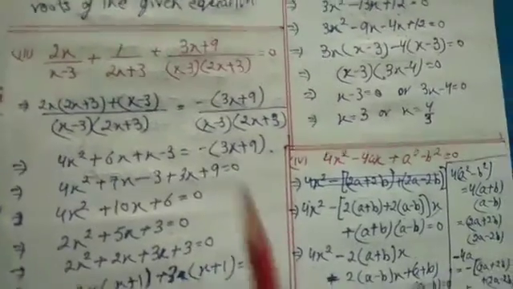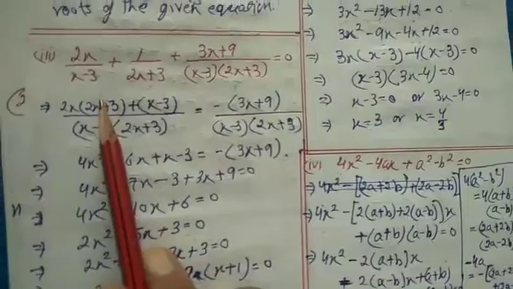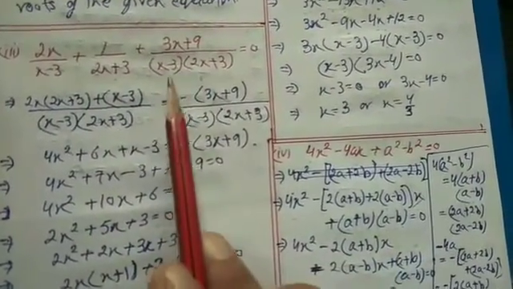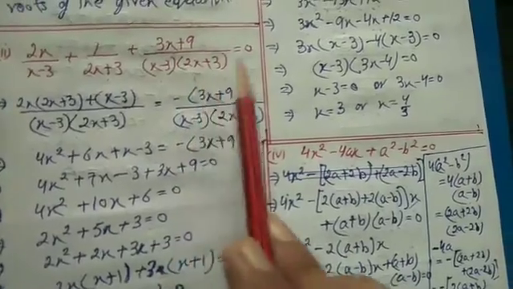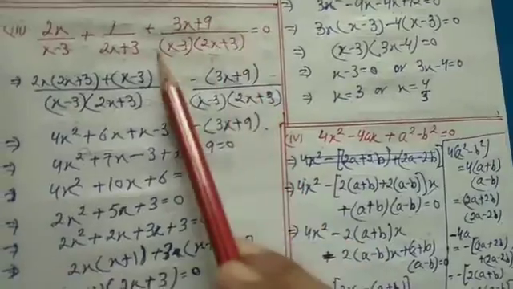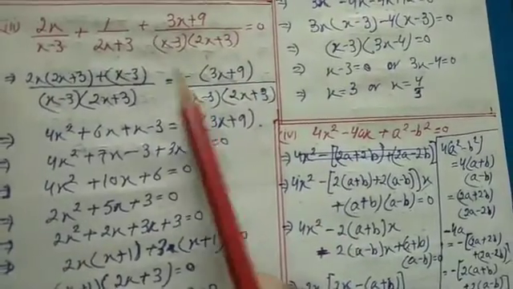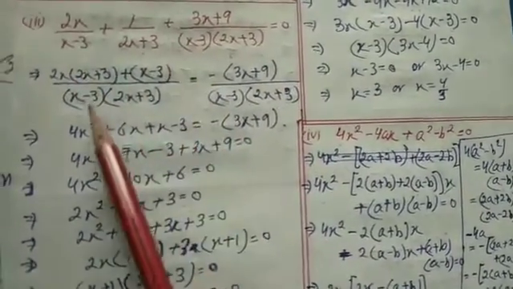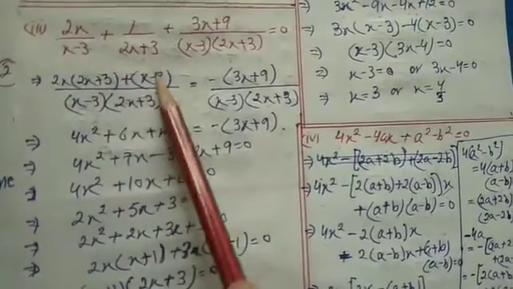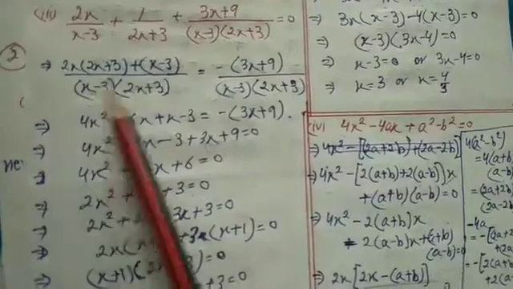Okay, now in the third part, we can see it is given 2x over x minus 3 plus 1 over 2x plus 3 plus 3x plus 9 whole over x minus 3 into 2x plus 3 is equal to 0. So what we'll do here, we'll just keep this value on the right hand side. So we have changed the sign to minus. Now taking the LCM of both, we have x minus 3 into 2x plus 3. Now multiplying 2x by 2x plus 3 and 1 by x minus 3. So this we have done.